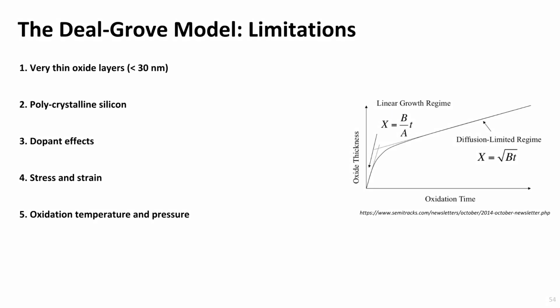The Deal-Grove model has been instrumental in understanding and predicting thermal oxide growth as function of time. But it has some limitations that the user needs to be aware of. The limitations are related to very thin layers, polycrystalline silicon, dopant effects, stress and strain, and temperature and pressure dependence.